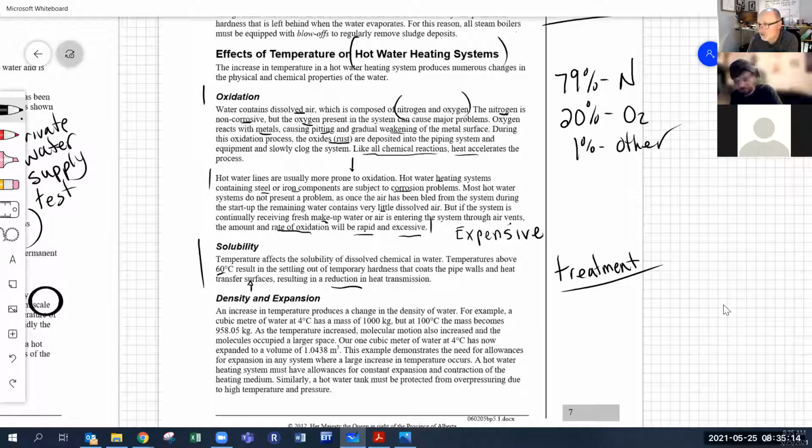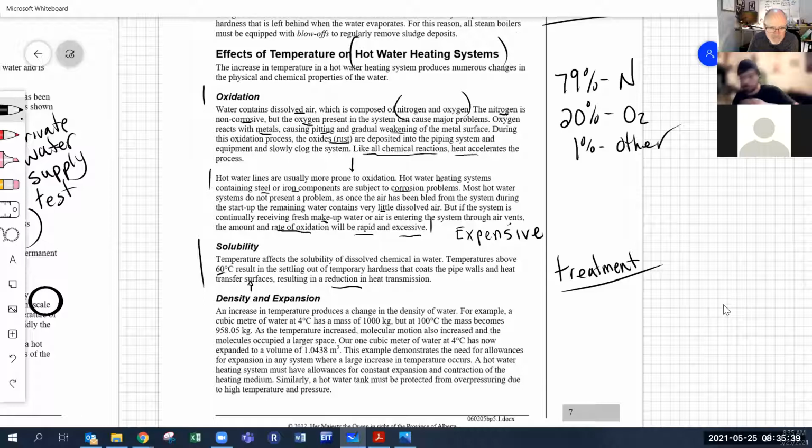And who's going to do all this treatment work? You are. This is a part of our jobs to do this if we're asked to. Now, if you are doing any kind of boiler servicing or etc., you should know what to do. And there's a lot of literature out there on how to do that.